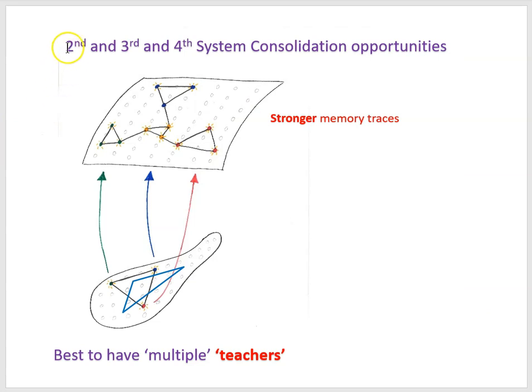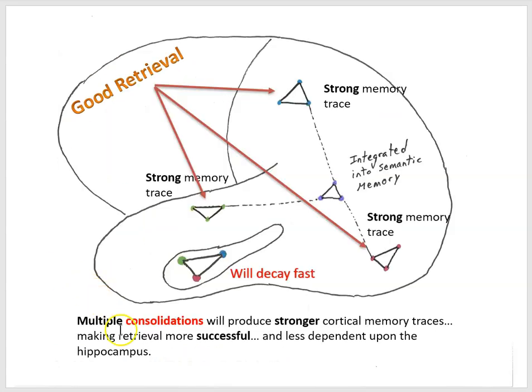Of course, we go on to study a third time and a fourth time and a fifth time or whatnot. Well, we're going to have multiple teachers then, strengthening those very same cortical memory traces so that we have well-stored information in the cerebral cortex. So multiple consolidations then will produce stronger cortical memory traces, making retrieval more successful and less dependent upon the hippocampus. So notice here we're suggesting that the frontal cortex memory systems now can successfully activate information in the cortex because it has been well consolidated.